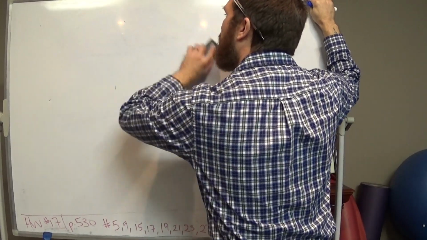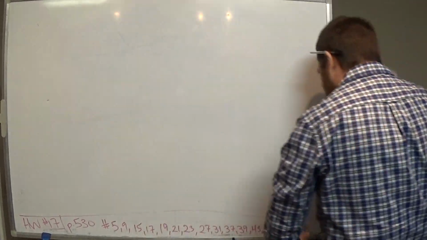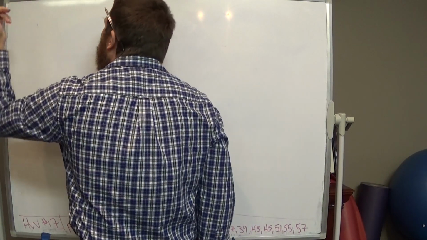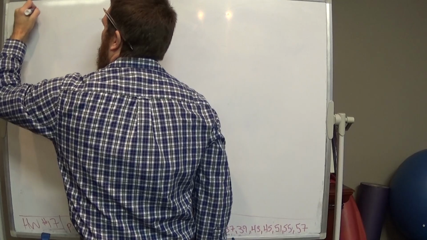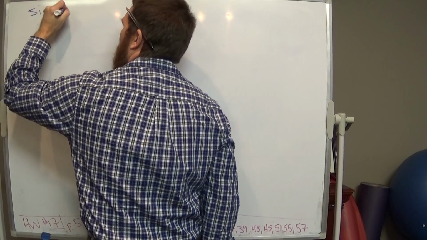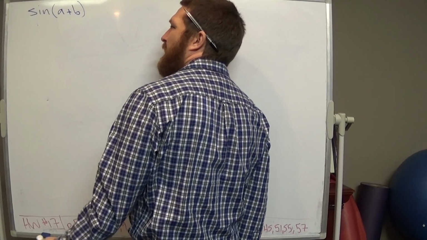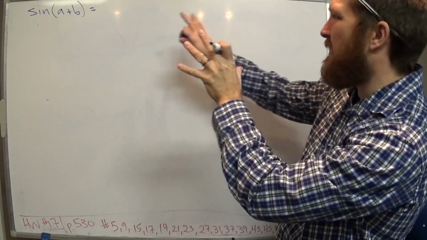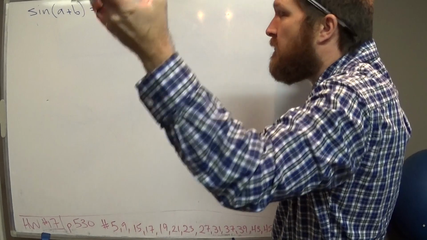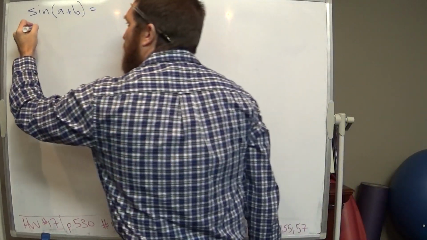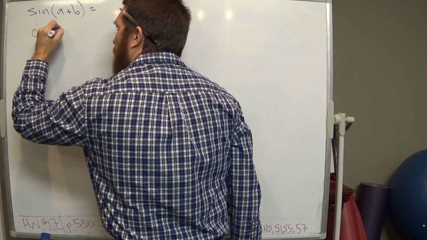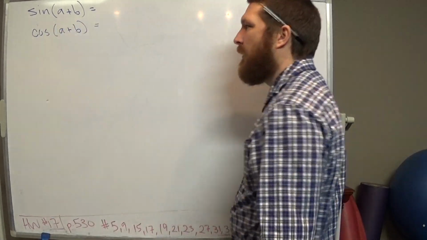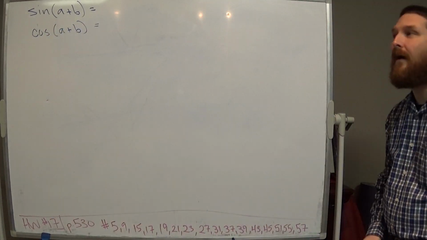So, this is what we're going into today. What I want are formulas or identities for these two bits, given any A and any B. What is sine of A plus B? Can we write that in terms of sines and cosines, or maybe tans and cotangents, whatever? Ditto with cosine.